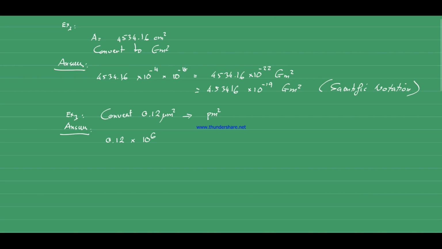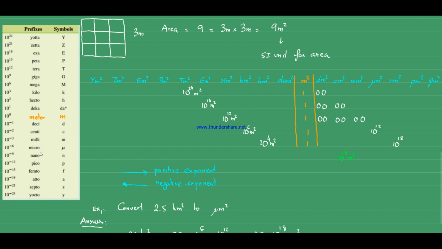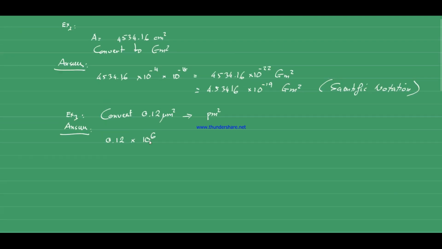Oh, no, hold on, something is wrong. So this is 10 to the 6, but this is for the length metric system only. But now we do area, it means we have to double that. So instead of 10 to the 6, we will have 10 to the 12 picometer square. So you go from left to right.